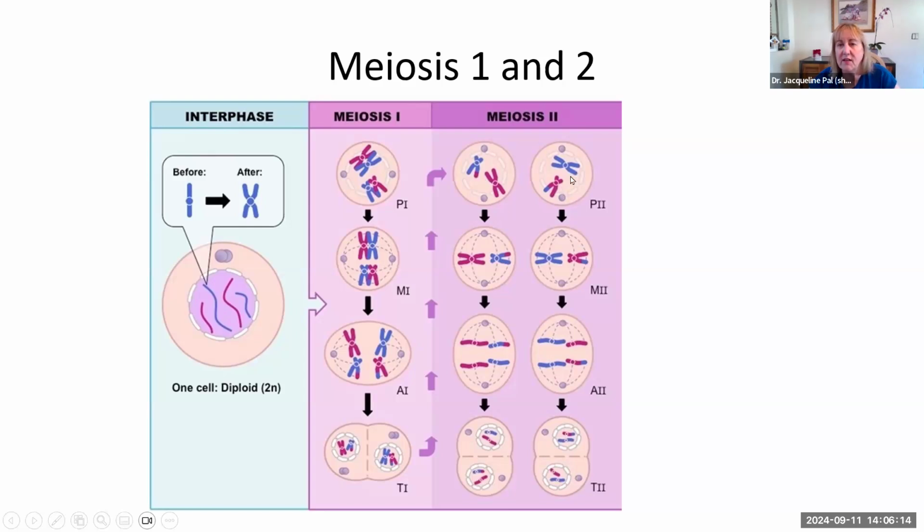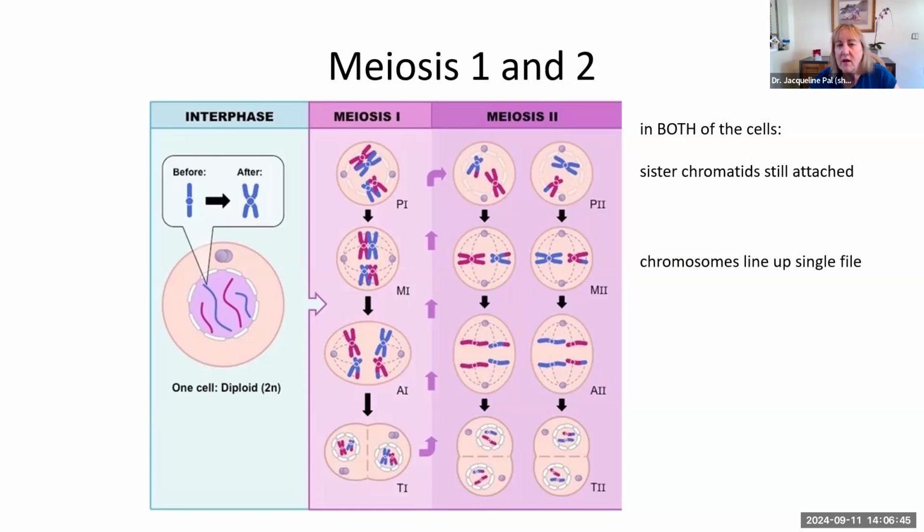So now we have 2 cells doing prophase 2. So in both of these cells, the sister chromatids are still attached. Okay. Notice here, we have evidence of some crossing over here, and we have evidence of some crossing over there. In metaphase 2, they're going to line up in the middle, single file. The spindle formation is going to attach to the centromere.